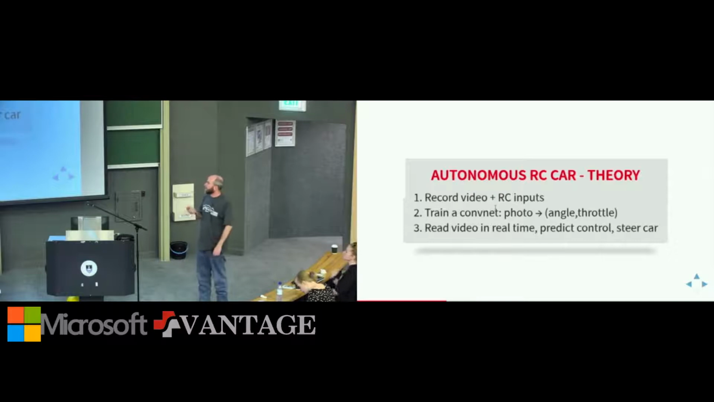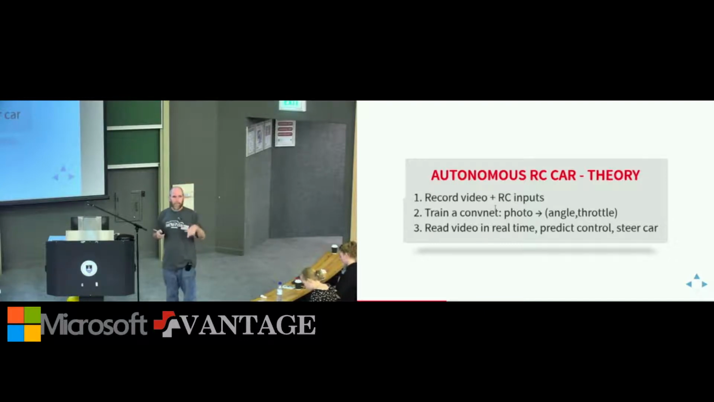Very simply, how does this autonomous car work? Step one, you record some video and the RC input, so as you race the car around the track, you record what it does. Step two, you train a ConvNet, which is basically a mapping between the photo and the angle and the throttle. A very simple idea. Then if you want to race, you play this back, put the car on the track, and race around the track.